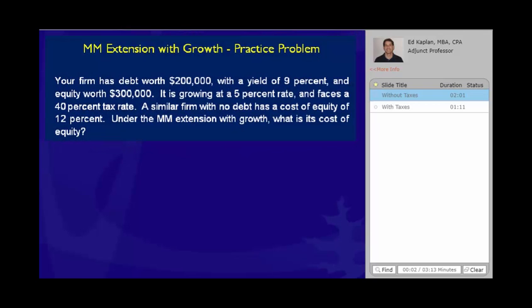Your firm has debt worth $200,000 with a yield of 9% and equity worth $300,000. It's growing at a 5% rate and faces a 40% tax rate. A similar firm with no debt has a cost of equity of 12%. Under the MM extension with growth, and in this case no taxes, what is its cost of equity?